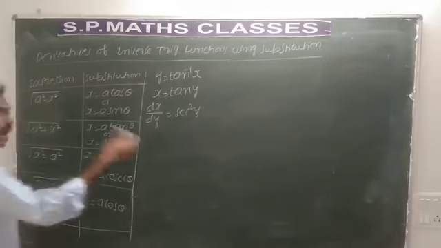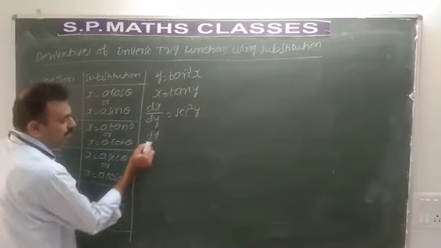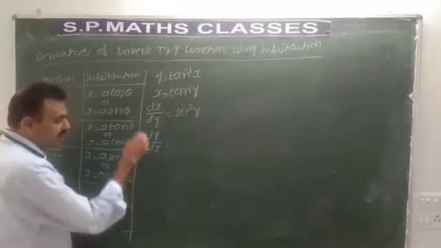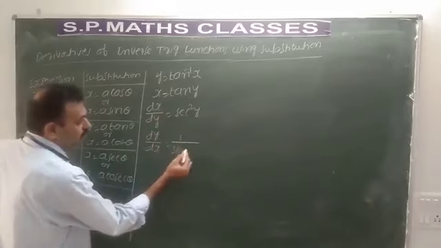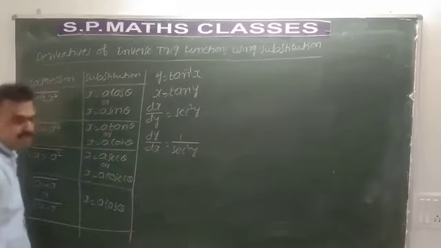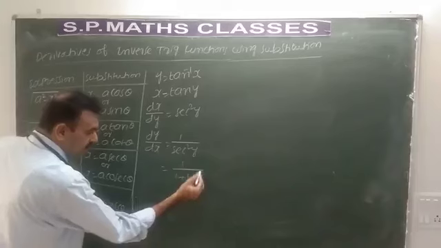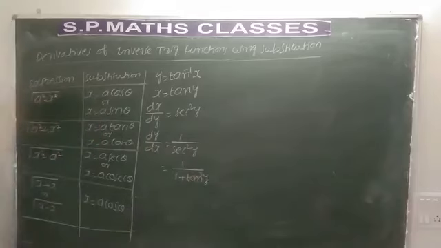Cross multiply or take the reciprocal. What is dy by dx? See, dx by dy is secant squared y. dy by dx is 1 by secant squared y. So secant squared y can be written as 1 plus tan squared y. Hope you have understood this.